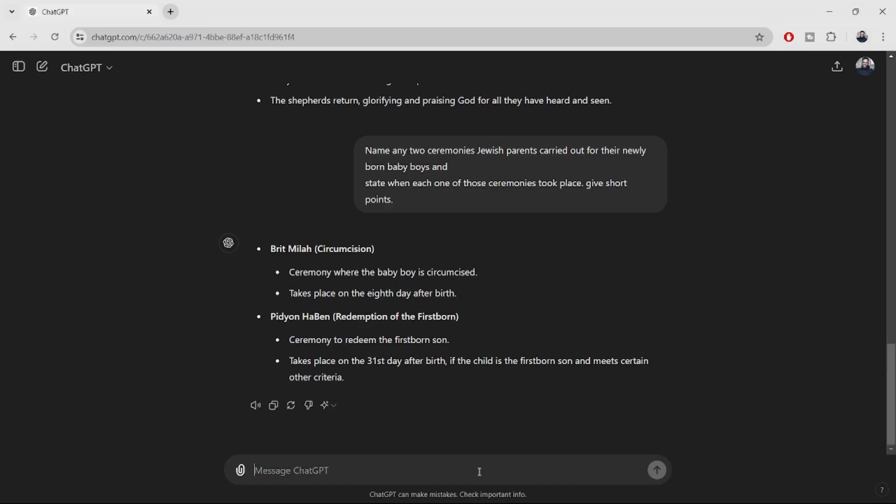Circumcision is part of the answer from Mr. 6 Points. Then redemption of the firstborn is also another ceremony that took place on the 31st day after birth if the child is a firstborn son and meets certain other criteria.